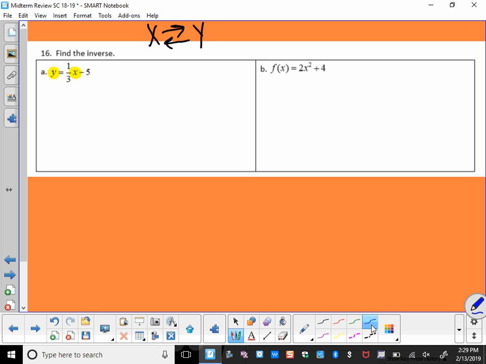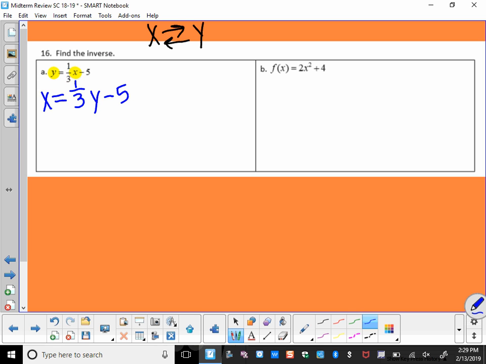Alright. It says y equals 1/3 x minus 5. That's my original problem. I need to find the inverse, so we're going to switch the x and the y. Instead of y, I'm going to write what? x equals 1/3 y. Perfect. Okay? Don't write too big. Alright, once we get here, now we just solve for y. So we switch them, now we solve for y.